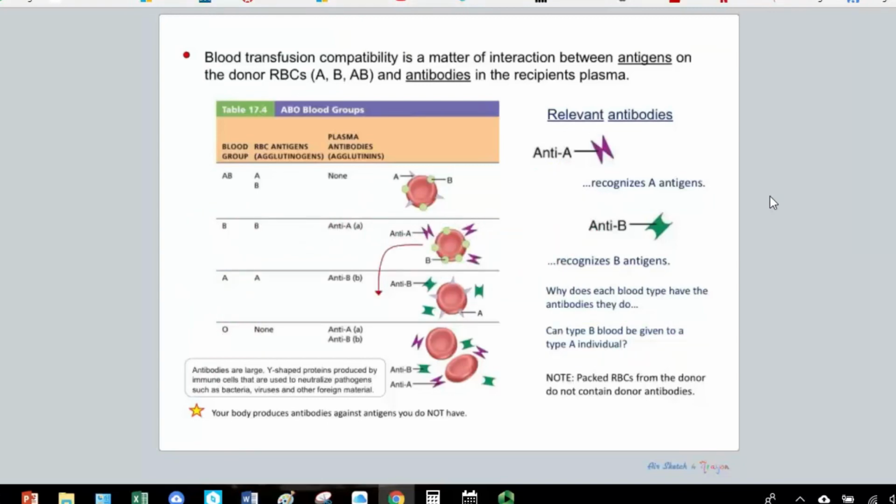So let's get back to the question. Can these type B blood cells be given to a type A individual? And the answer to that is no. That would be a mismatched transfusion, because the type A individual has these anti-B antibodies that would recognize the antigen and cause an immune response, and we don't want that.